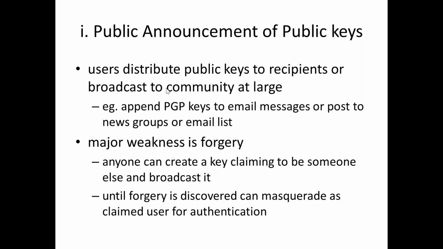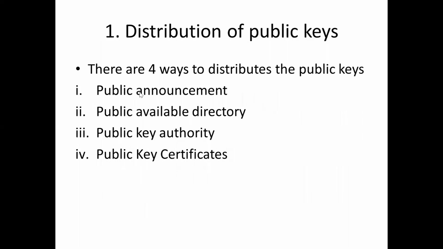There is a major drawback. Until the forgery is discovered, the forger can masquerade as the claimed user for authentication purposes. He serves as an authorized person and gets to know everything meant for the other participants, until it is discovered that he is an unauthorized person. There is a major weakness in this method. So one of the methods is public announcement.